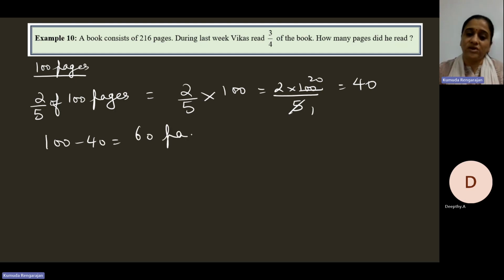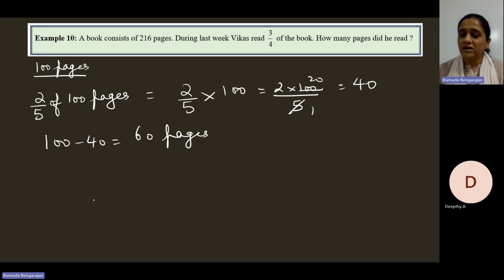Now you can find this answer straight away. How? If you have read 2/5, that means you have not read 3/5. See, when it is about reading a book, there are only two things. You have read some pages, you have not read the remaining pages. That's all.